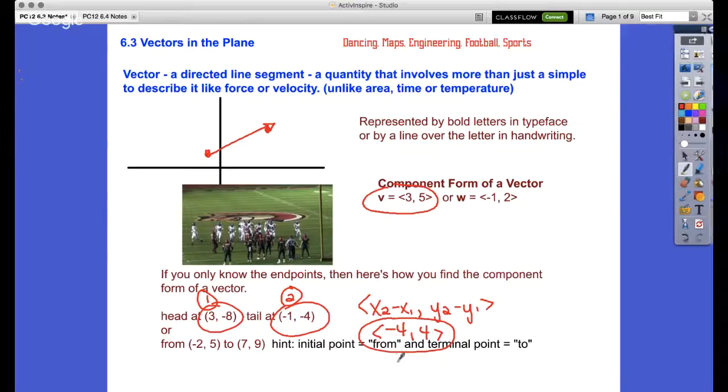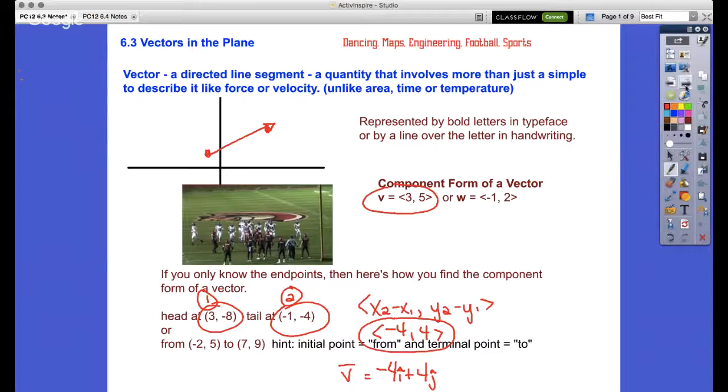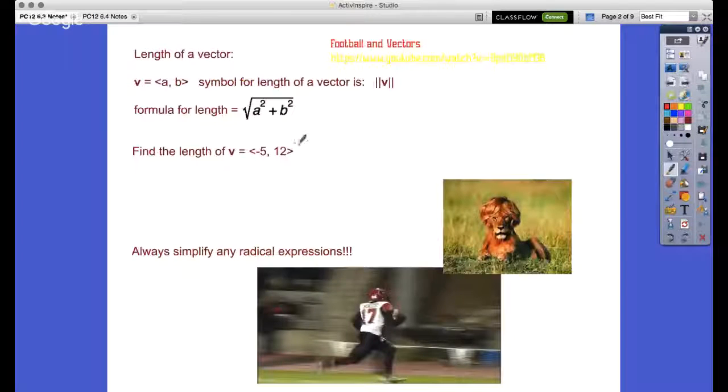Also, if I was changing it from component form to what we call linear combination form, we can do that by setting the first one with i and the second one with j. Make this -4i plus 4j. A lot of times you'll see me draw a little hat on there, or a line over top of it, representing it's a vector. So that's linear combination form, and this is component form. It's important, especially for the test, that you know that.